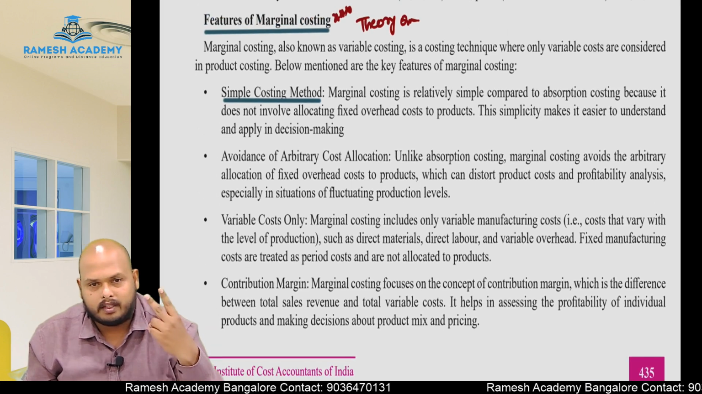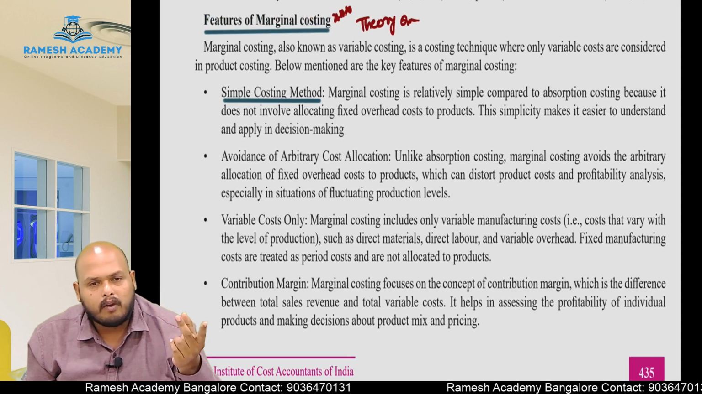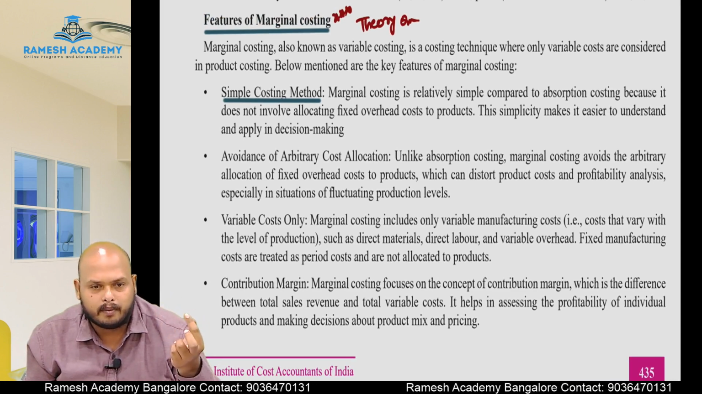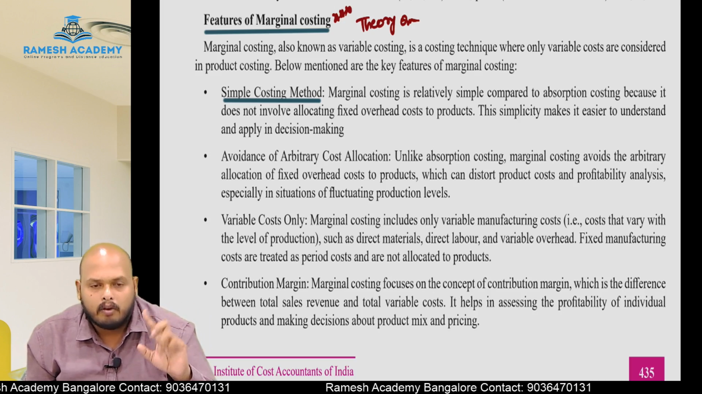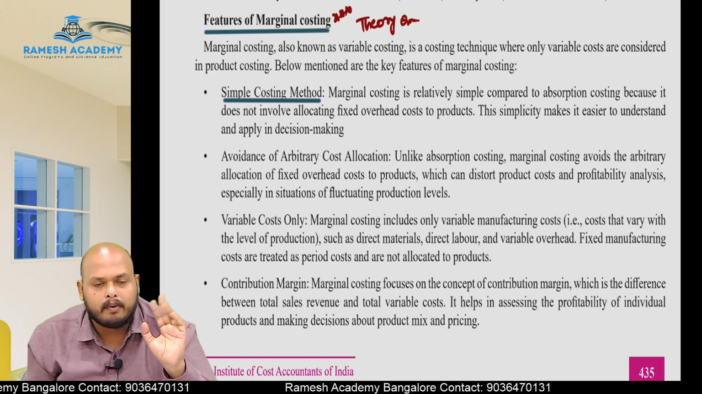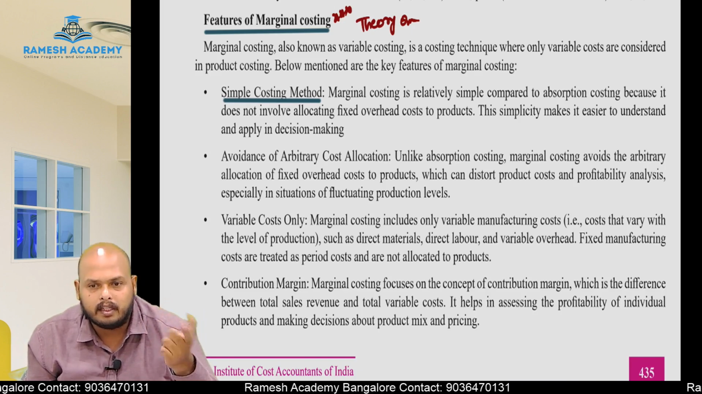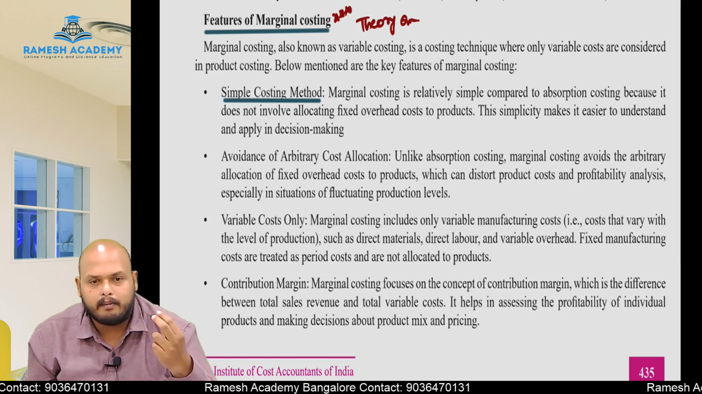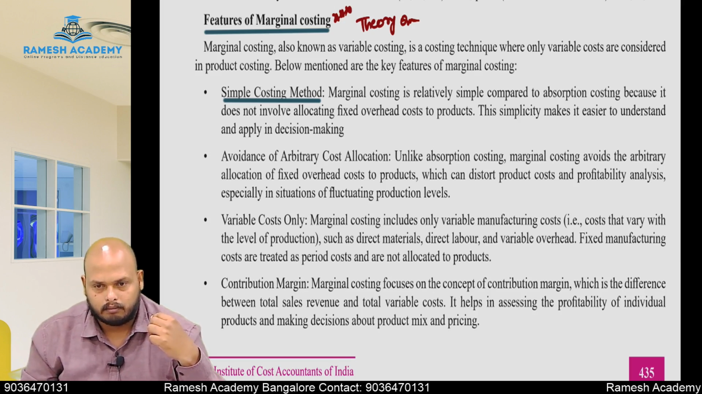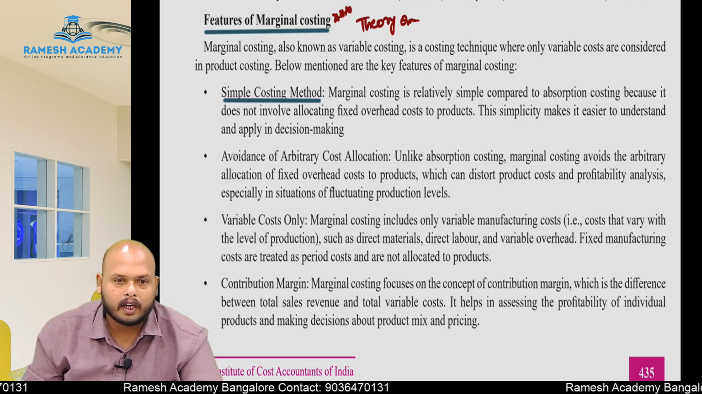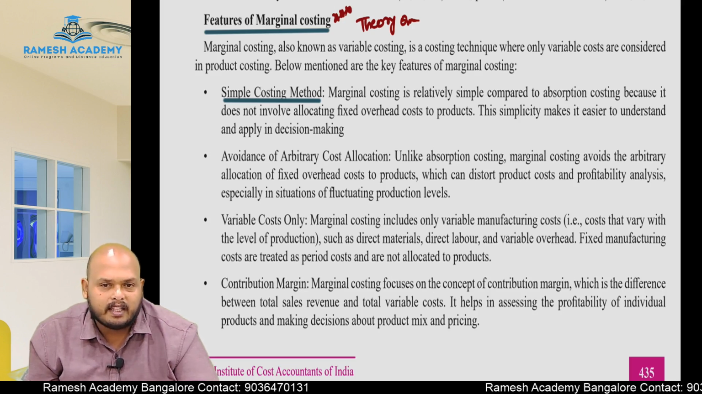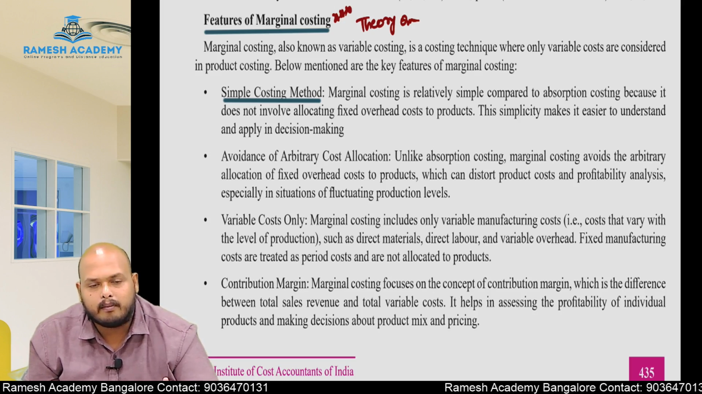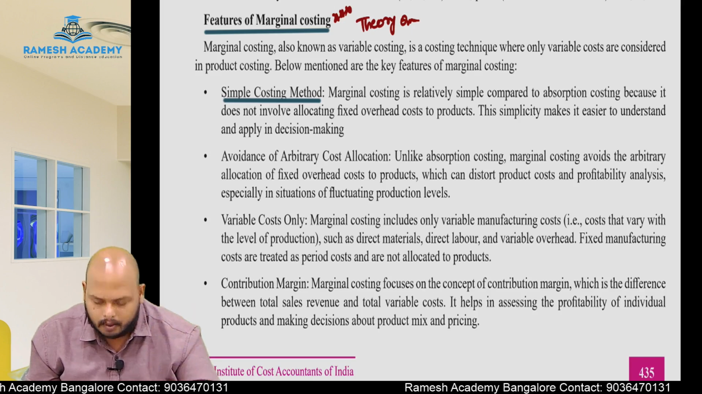There are two methods for costing. One is the marginal costing method, one is the absorption costing method. Under the marginal costing method, we will consider only variable cost, whereas in the case of absorption costing, we will consider both variable cost and fixed cost.